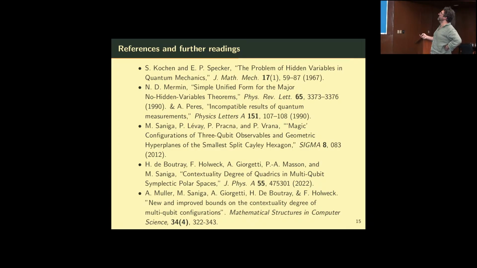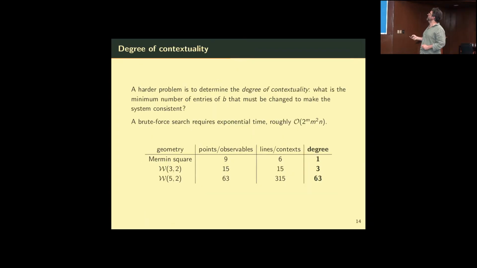Mermin and Peres in the same years proposed this operator-based proof of contextuality, which is the one I talked about today, and I will keep talking about tomorrow. I mentioned Metod Saniga and Péter Lévay, 2 of my very close collaborators. They have been working on this type of geometry for more than 15 years now. And in this paper, they describe configurations of 3-qubit observables and hyperplanes in the smallest split Cayley hexagon. This is a paper where we introduced this notion of a degree of contextuality, and it was in 2022, and we obtained some results on the degree of subgeometries of this space, but in 2022 we were not able to do this calculation.